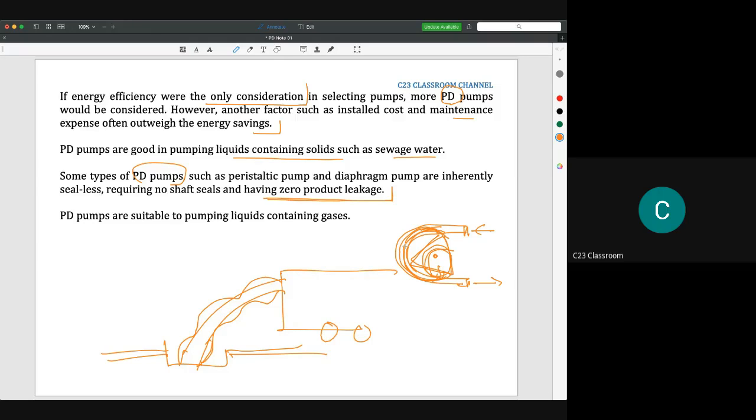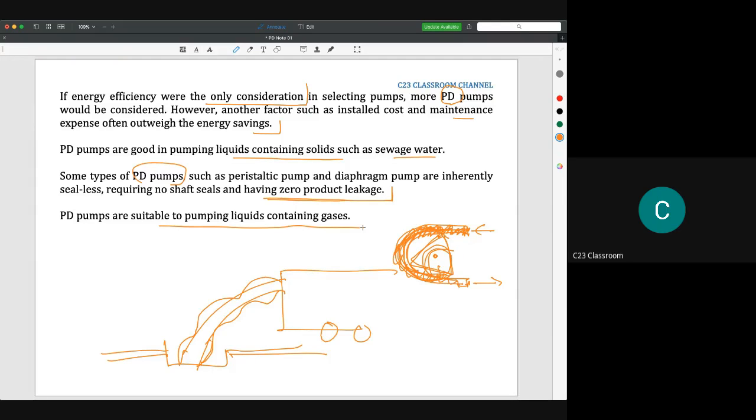Kerana dalam keadaan ini kita dapati bahawa darah hanya bersentuhan dengan saluran ini sahaja. Oleh itu kita lihat kurang contamination yang berlaku. Maknanya setiap kali pesakit yang guna, kita hanya boleh menggantikan saluran darah ini sahaja. Okay, so and then the last one is positive displacement pump are suitable to pumping liquid containing gases. So dia juga boleh digunakan untuk mengalirkan liquid yang mengandungi gas.